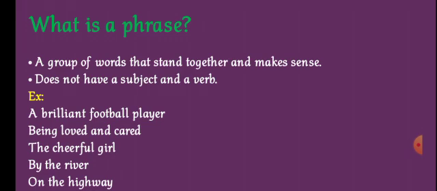See the first example. A brilliant football player. Just imagine they have given you this example and asked you to identify whether it's a phrase. First of all, you need to see whether there is a subject. If there is a subject, it is not a phrase. How do you find out if there is a subject? You ask the question who plus a verb, or what plus a verb. There is no verb here in the first example, so you can't ask the question. If you can't ask the question, there is no subject.